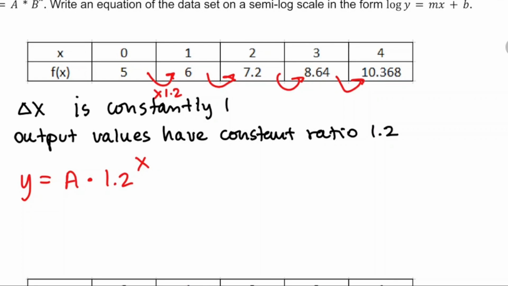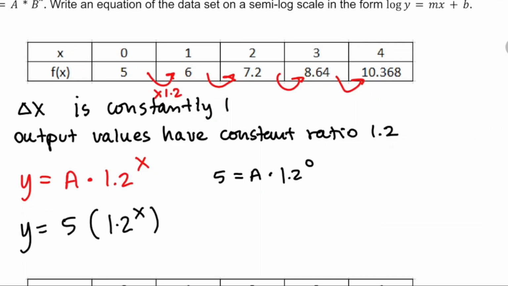Now, if we wanted to figure out what a is, it is the output value at x equals 0, but you know, you can just plug in a point. I am going to choose x equals 0. When x equals 0, y equals 5, so 5 equals a times 1.2 to the 0 power. 1.2 to the 0 power is 1, so 5 equals a. So y equals 5 times 1.2 to the x.